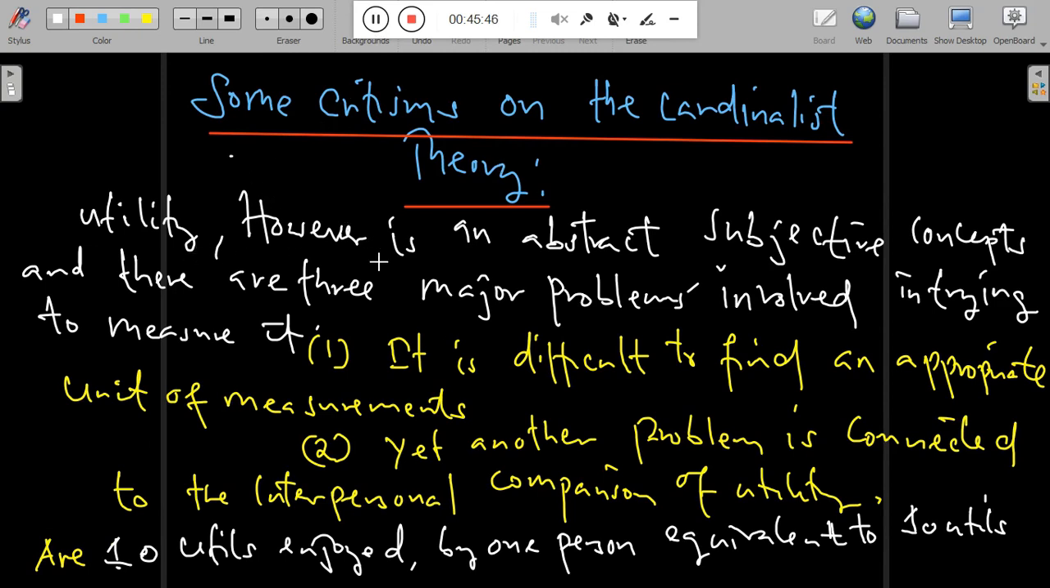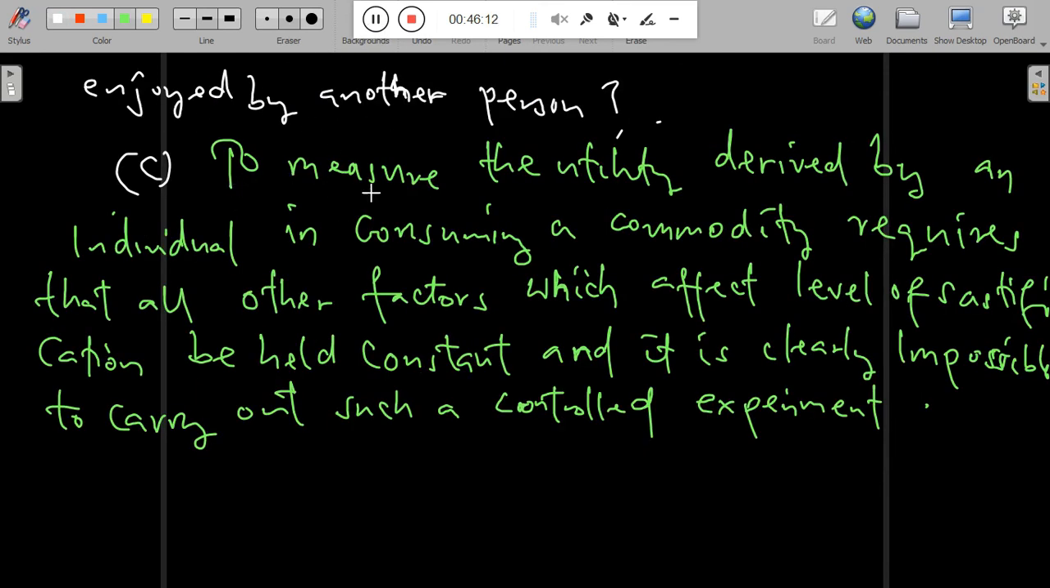For that case, let's come now to look at some criticism of the cardinality theory. Utility theory is an abstract, subjective concept, and there are three major problems involved in trying to measure it. It is difficult to find appropriate units of measurement. Another problem is connected to the interpersonal comparison of utility. Thirdly, to measure the utility derived by an individual in consuming commodities requires that all other factors which affect the level of satisfaction be held constant, and it is clearly impossible to carry out such a control experiment.